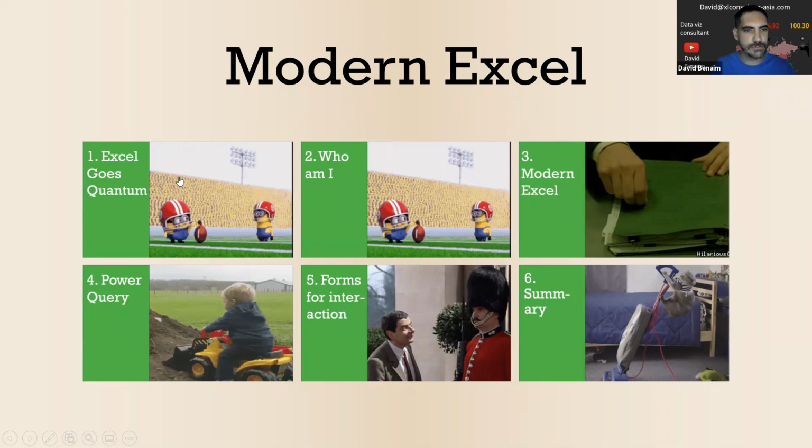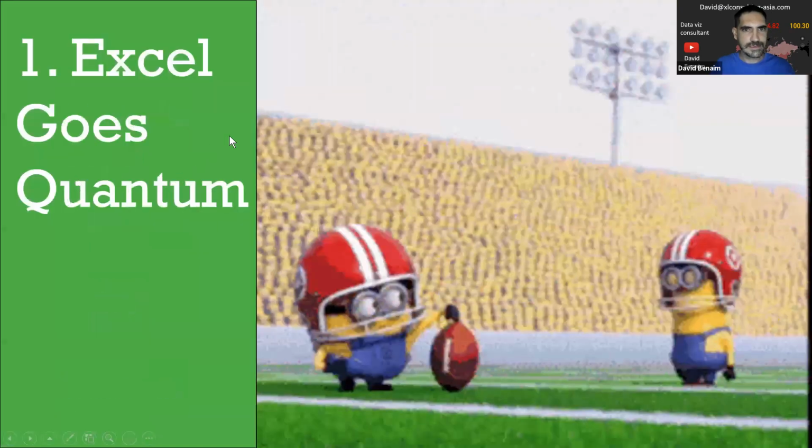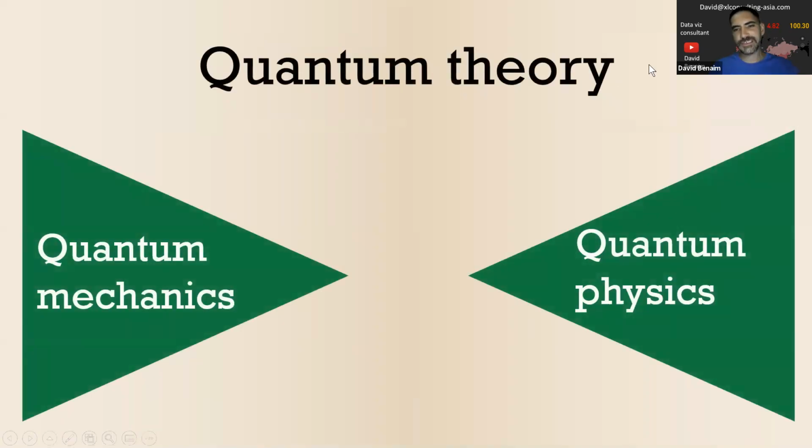So, Excel goes quantum. Quantum theory has two fundamental sides to it. You've got the science of the very small, which is known as quantum mechanics. When that came out, it was trying to prove that atoms can be subdivided. We already knew that into neutrons, protons, and electrons. But beneath that, we have even smaller particles, for example, quarks. Things have gone smaller and things mean a whole load more.